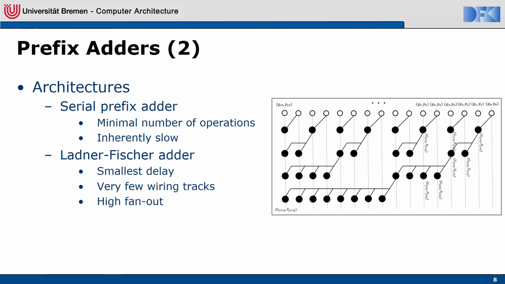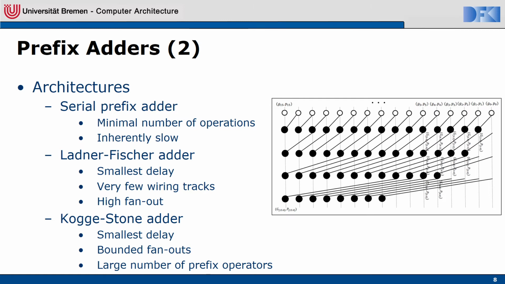The second adder is the Ladner-Fischer adder. Ladner-Fischer adder has the smallest delay and also few wiring tracks. However, the number of fanouts in each node is high. The third adder is the Kogge-Stone adder. It has the smallest delay, similar to the Ladner-Fischer adder. Each node also has a bounded number of fanouts. However, it consists of a large number of prefix operations.